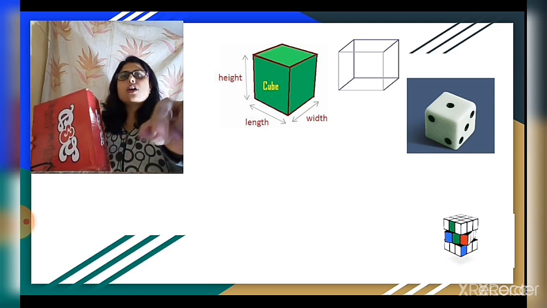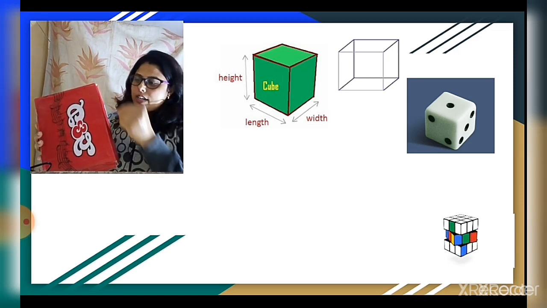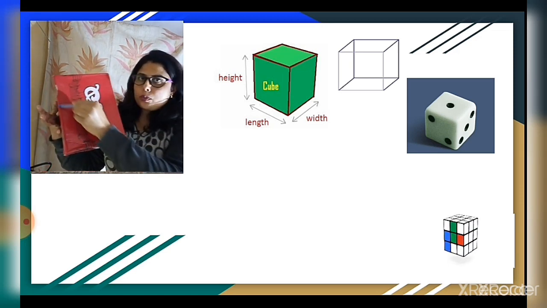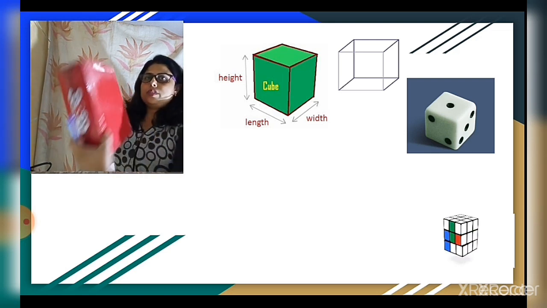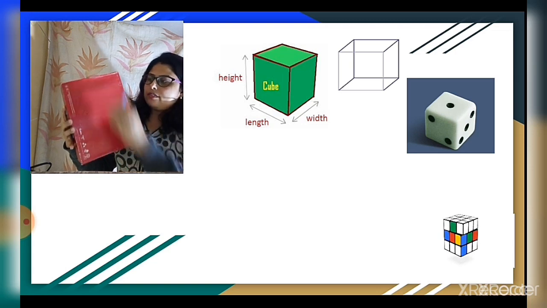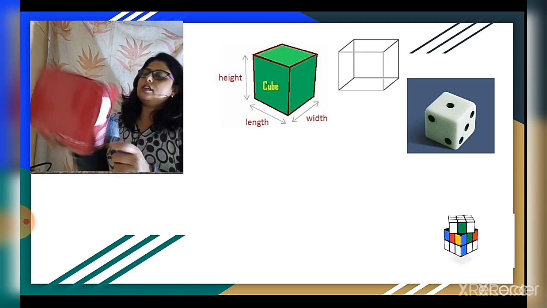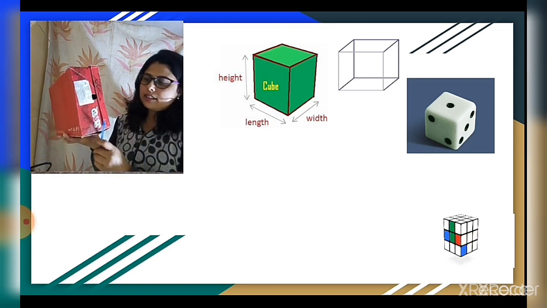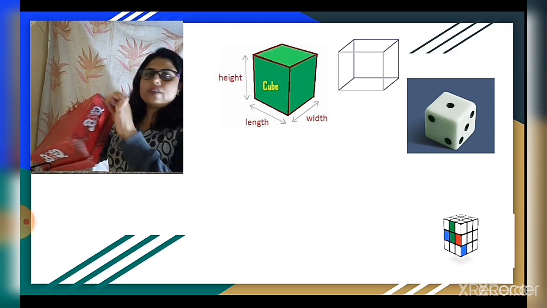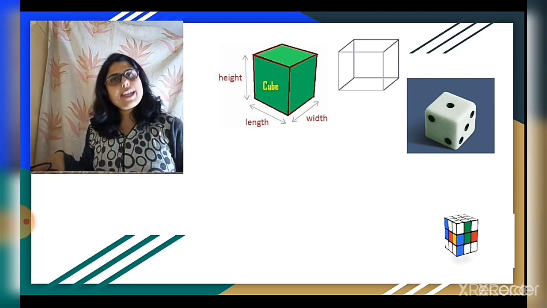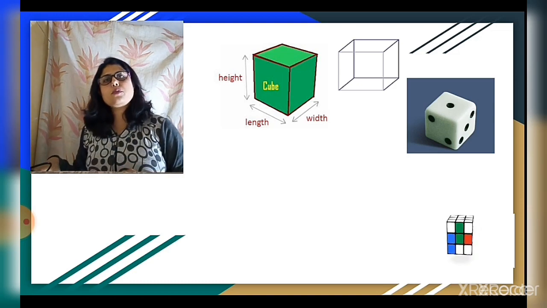Let's talk about edges. Edges: this is 1, 2, 3, 4. Opposite side 5, 6, 7, 8. Now 9, 10, 11 and 12. These are 12 edges that we find equal in number in cube and cuboid.